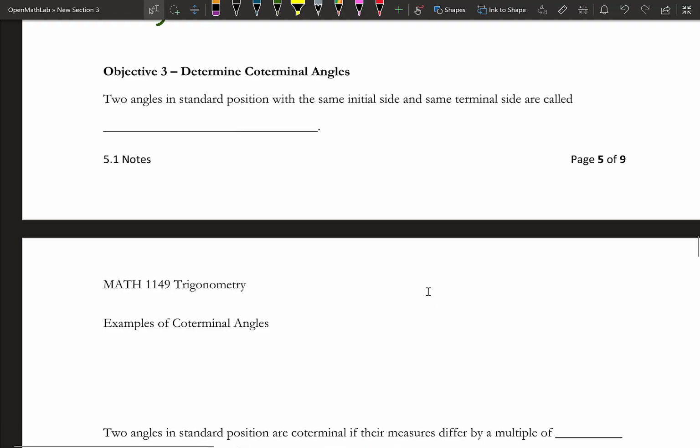All right, so we just finished the first 2 objectives. We're already an hour in. So I think I'm going to end the video here, and then I'll start a part B of this video to finish out these notes. All right.